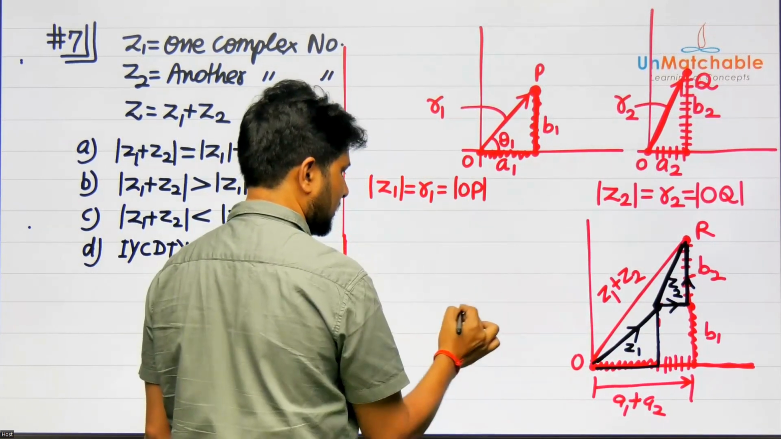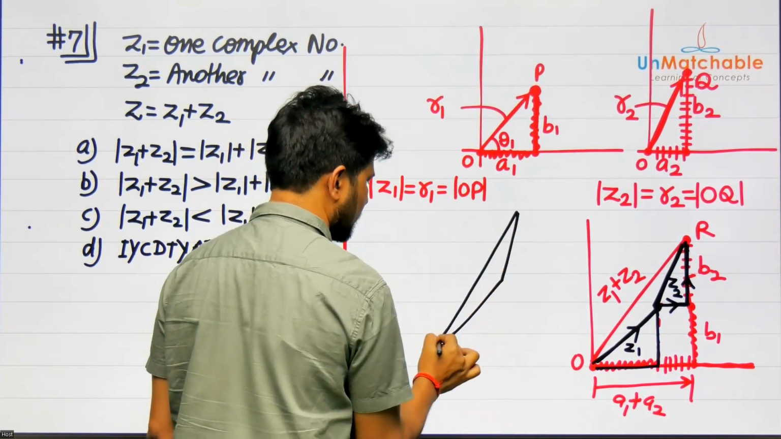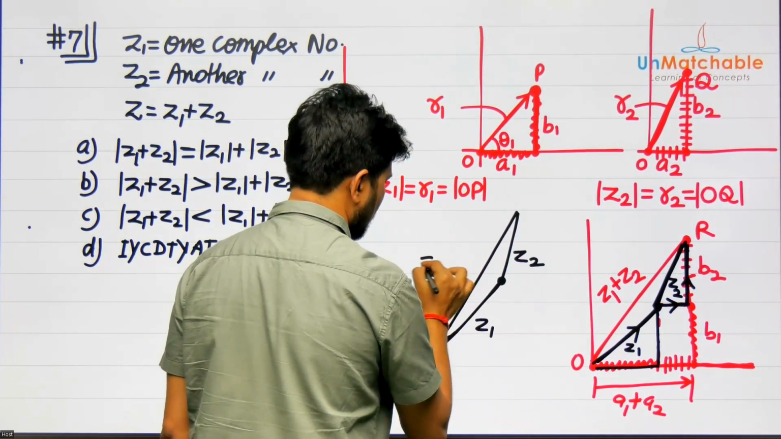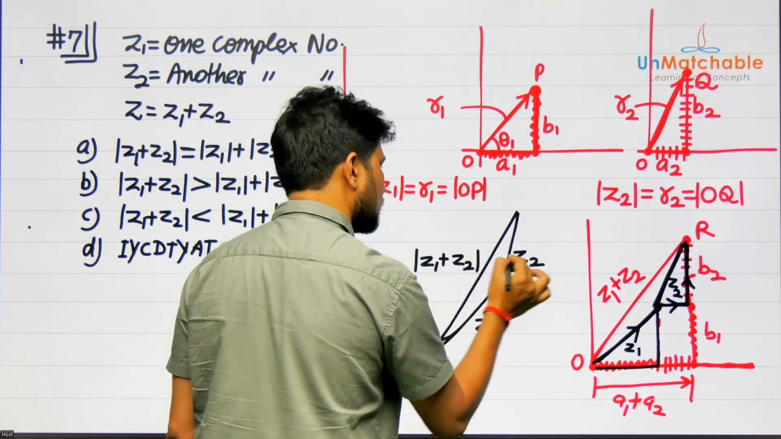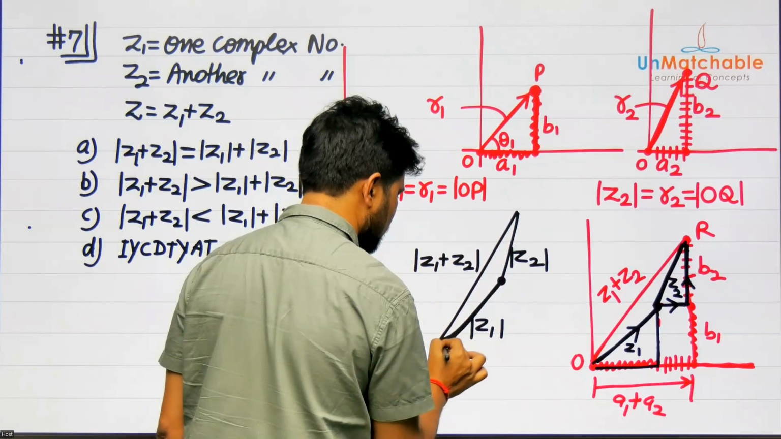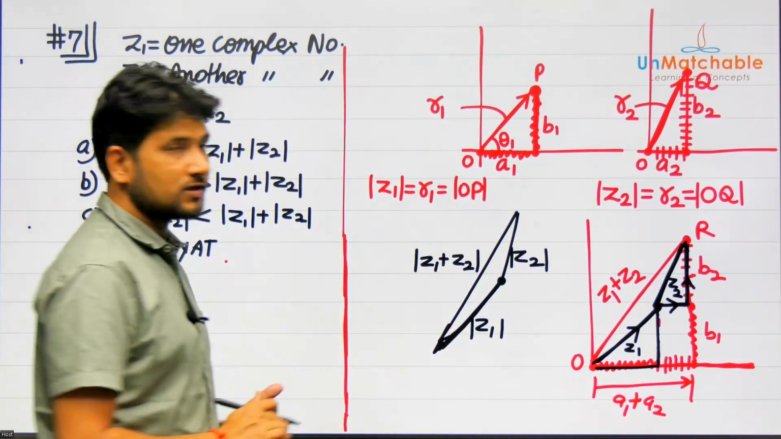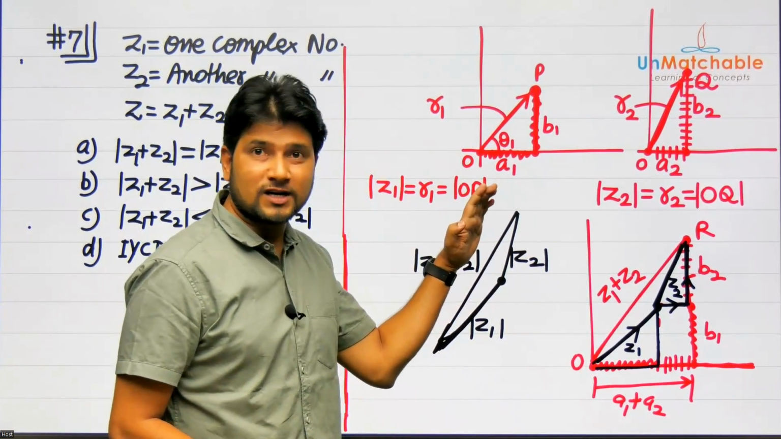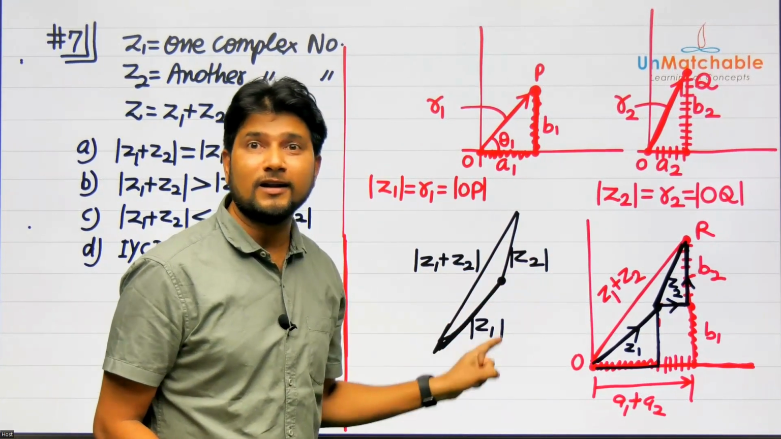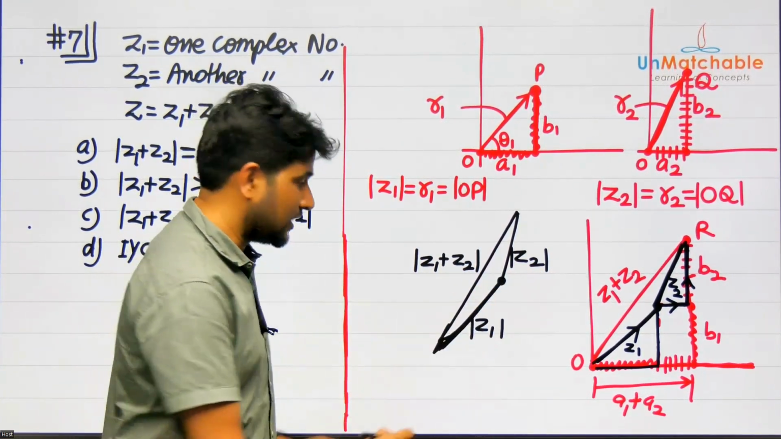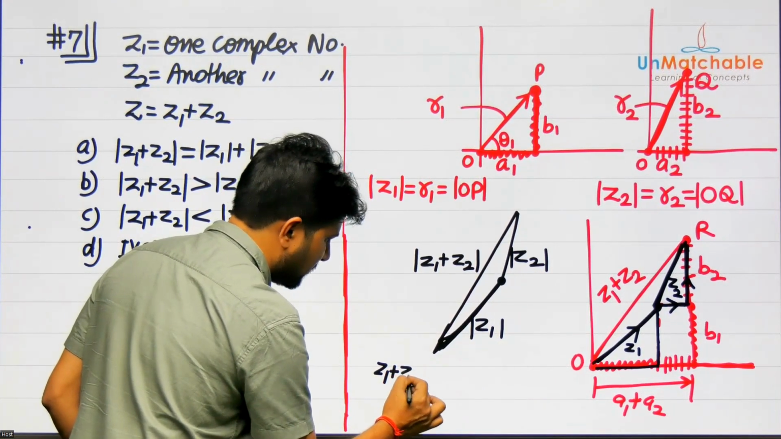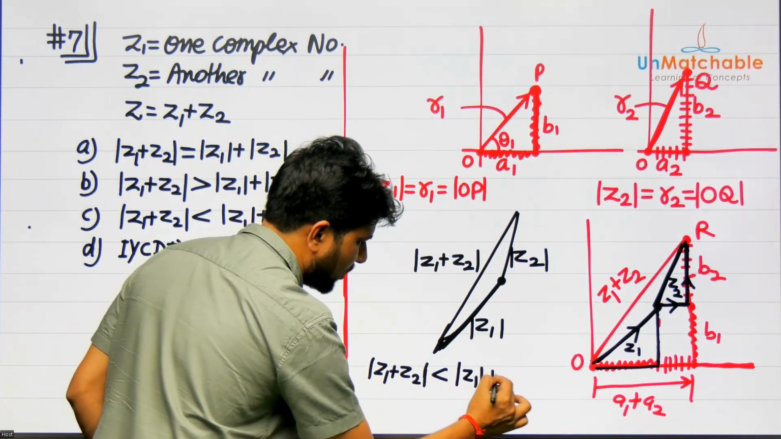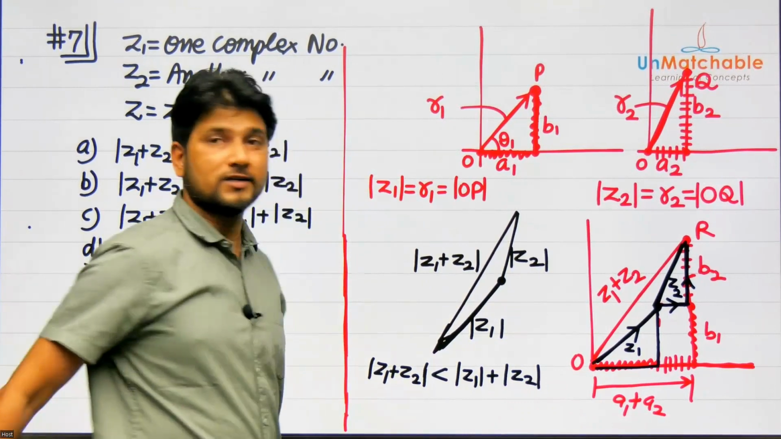And so I can very clearly see, my dear friends, that Z1 and Z2 and Z1 plus Z2, their modulus values are represented on this triangle, because one side of a triangle can never be greater than the sum of the other two sides. We conclude the modulus of Z1 plus Z2 has to be less than the sum of the moduli of Z1 and Z2.